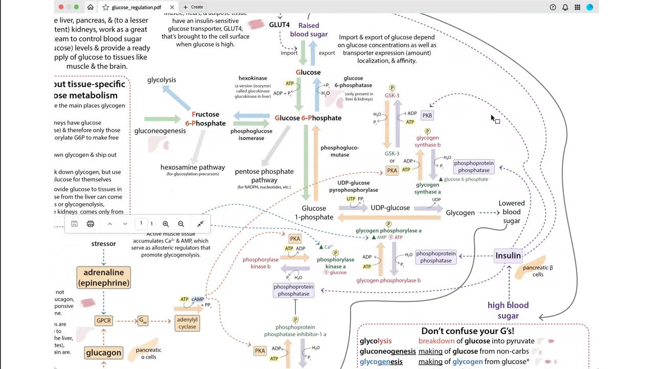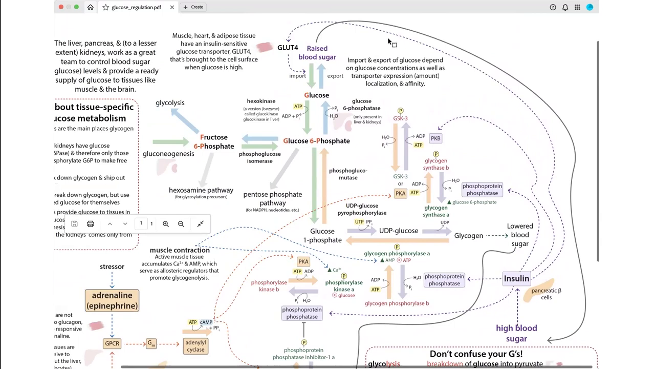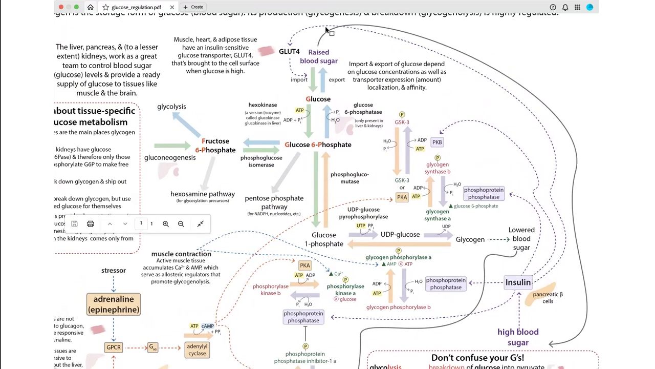So how are we going to regulate all this? Well, the first step that we could actually regulate is not even these enzymatic steps, but just getting the glucose into the cells. Now, there are different glucose transporters, and the amount of glucose that's actually taken into the cell, as well as released from the cell, is going to depend on the glucose concentrations, both inside and outside of the cell, as well as the transporter expression. So how much of it is made, like the transcription and translation and all that good stuff, as well as the localization of it. So is it actually at the cell surface? And what is the affinity? How much does it like glucose? How fast can it transport glucose?